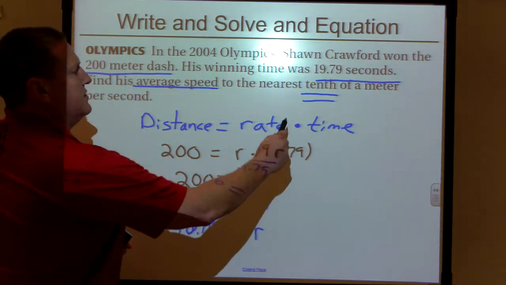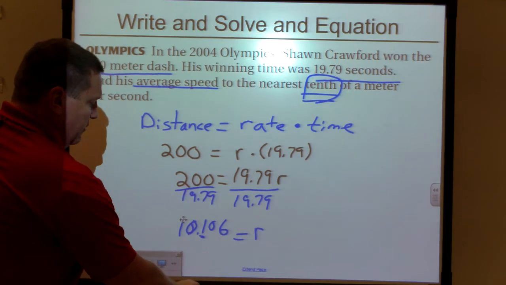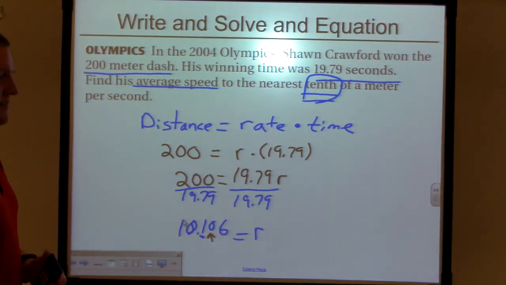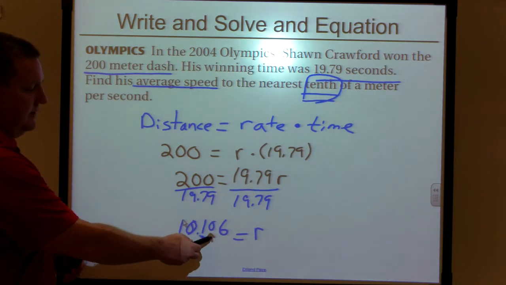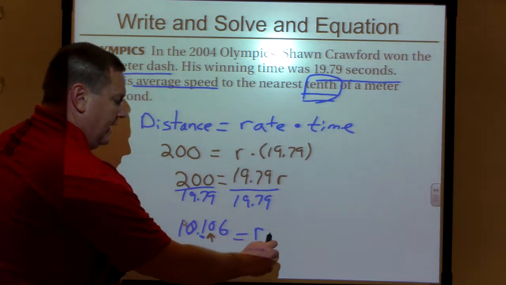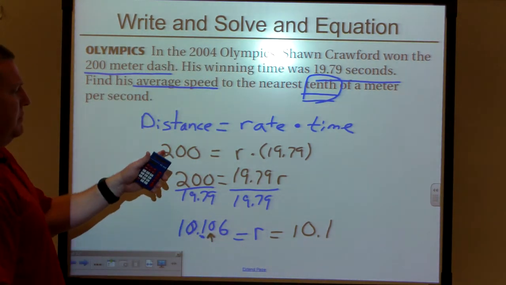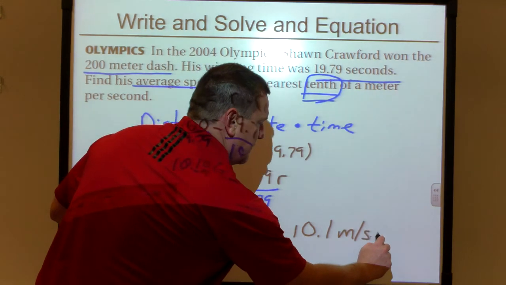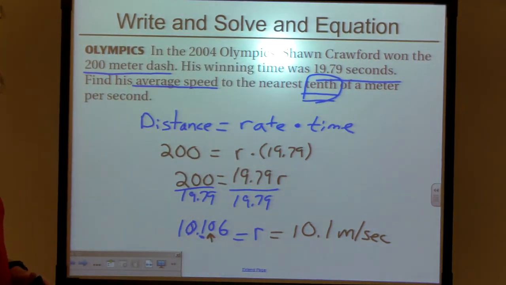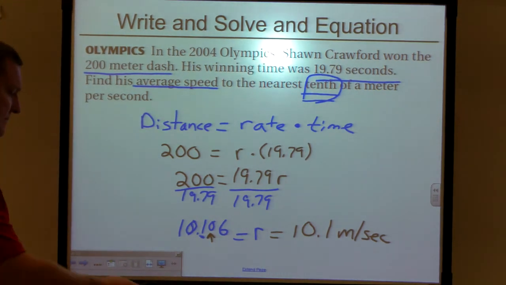10.106. It says to the nearest tenth, so I want to round to 1 decimal place. What that means is I've got to look at the second decimal place, which is the hundredths, and you can see that that does not round it up, so we're just going to write that as 10.1, and this is meters over seconds. So meters per second, and that's his speed, 10.1 meters per second.